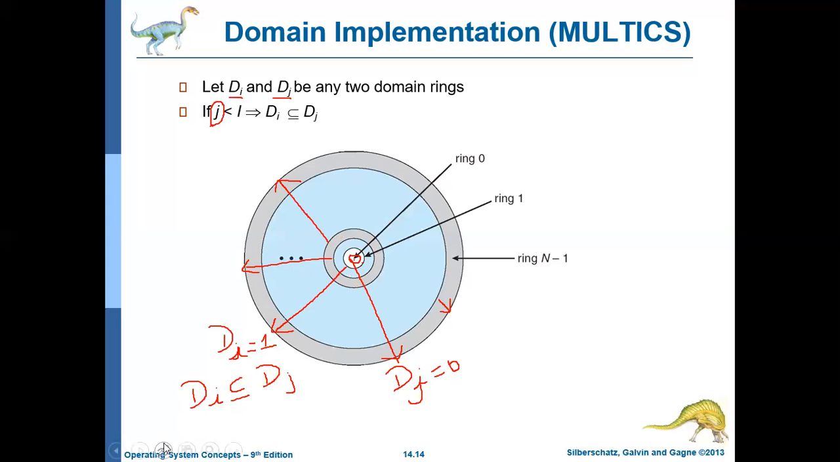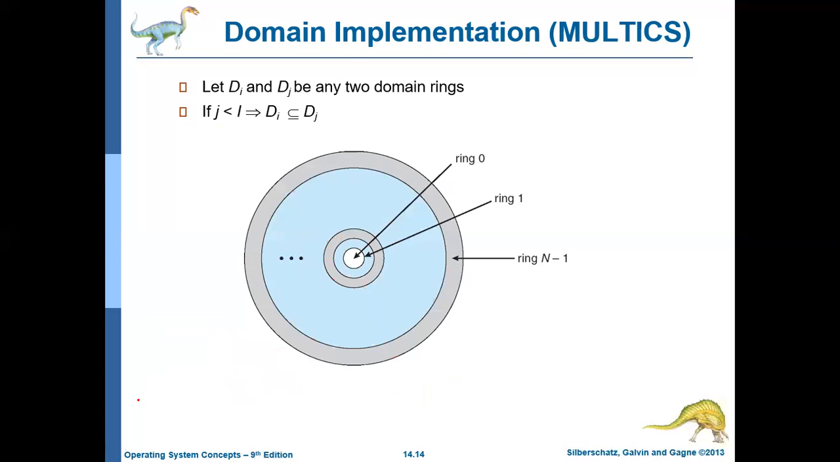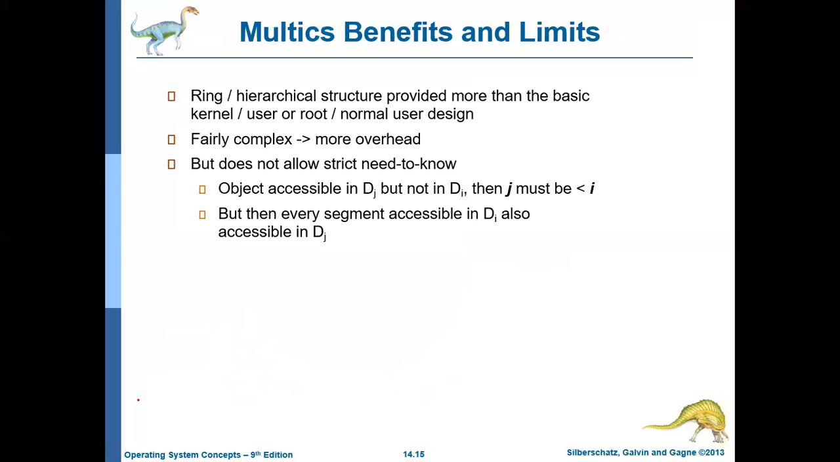So the domains are represented using concentric circles in case of a multi system. One of the drawbacks is that it is a complex method to represent, so it is not a basic way of representing, and there are more overheads involved in this type of representation. So it is not a commonly used practice.